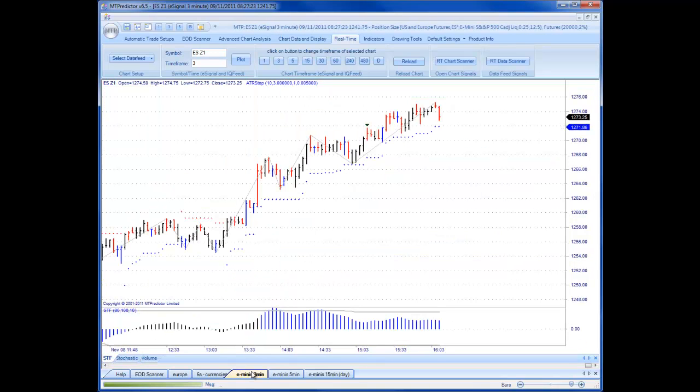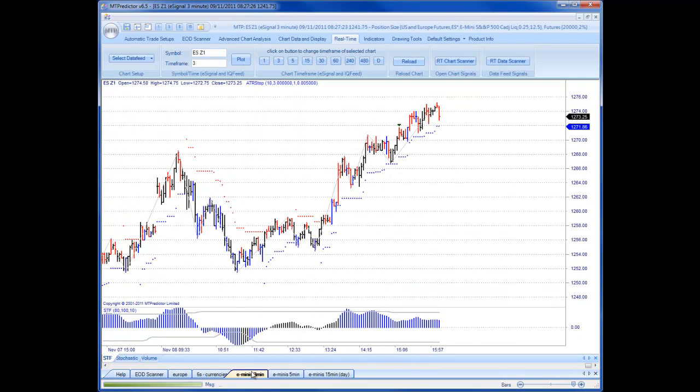If I go forward and have a look at the ES, a very quiet day on the ES, where the only potential trade setup was here, and that was against a blue STF.